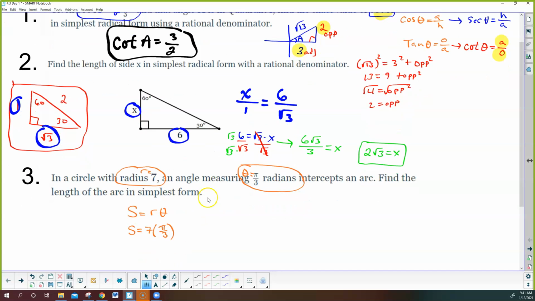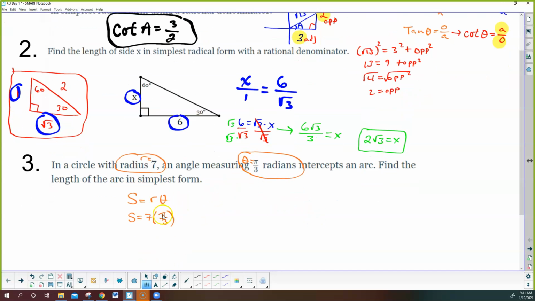All right, so we're just going to take the radius times pi over 3. Remember, this radius is like 7 over 1. And my rule for multiplying fractions is you multiply straight across. And since 7 over 3 doesn't reduce, there is my arc length.